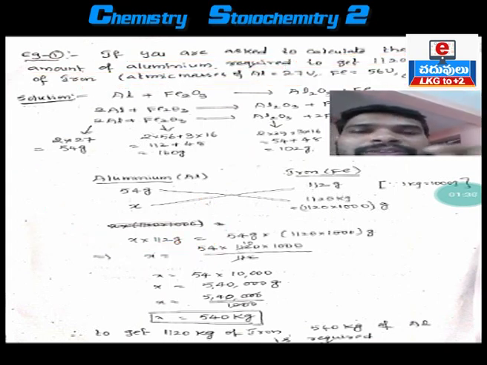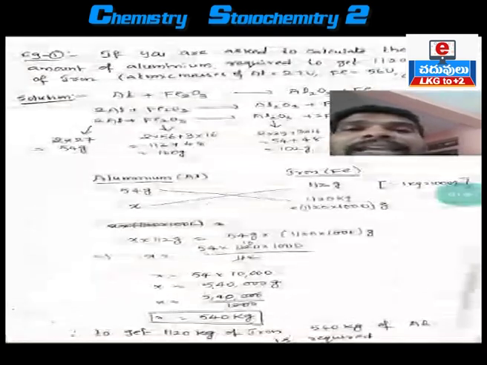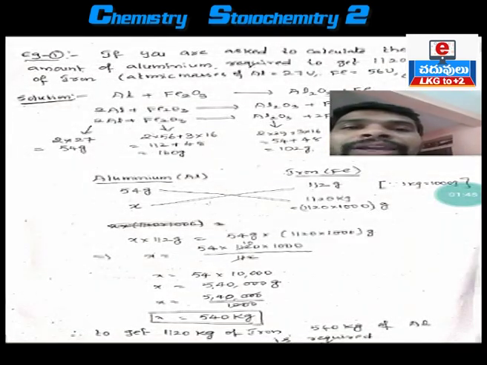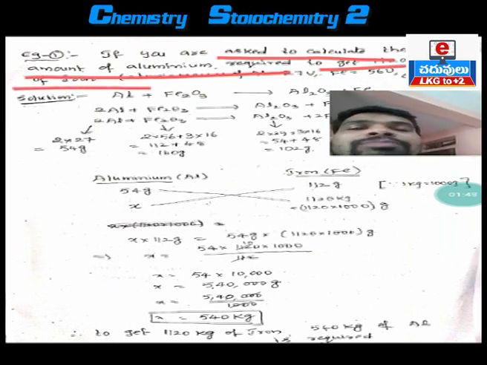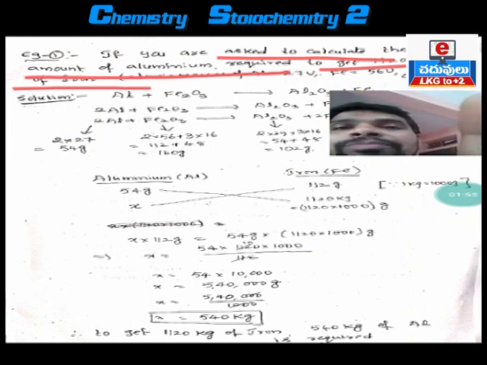So based upon the information given in the problem, what do you need to calculate? If you read the problem, you will understand that you need to calculate the amount of aluminium required. How much aluminium is required to get 1120 kilograms of iron. That means you have to calculate how much aluminium is required to get 1120 kilograms of iron.